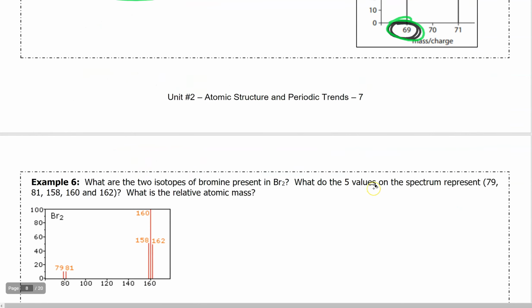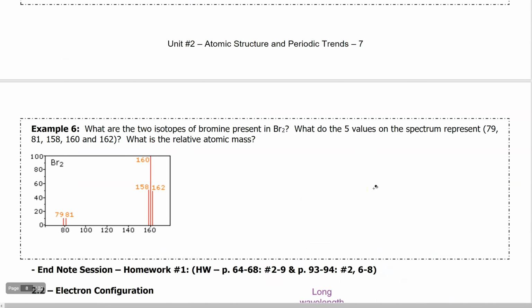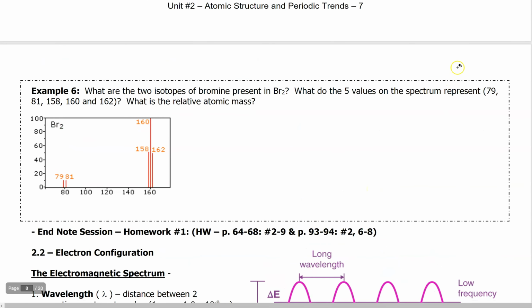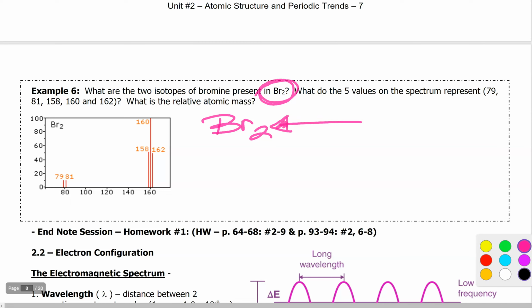So let's go down to the last one here before we end this session, example 6. Example 6 is interesting because it has a whole bunch of different peaks. When you have a problem like this, the first thing you want to look at is the chemical. They said Br, but what they said specifically was Br2, and that is interesting because it is diatomic.